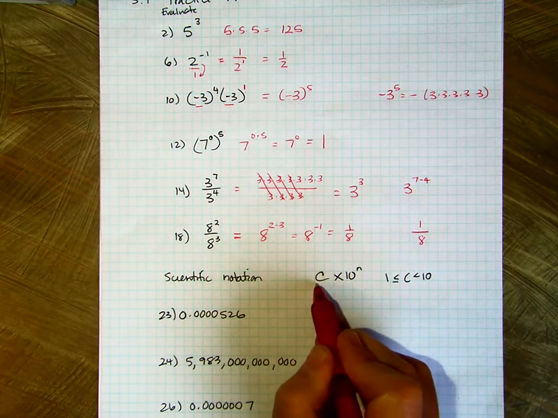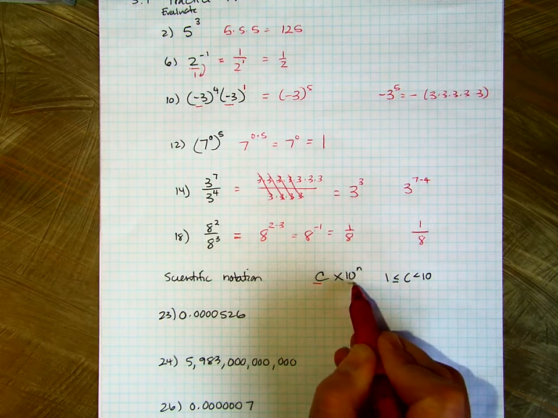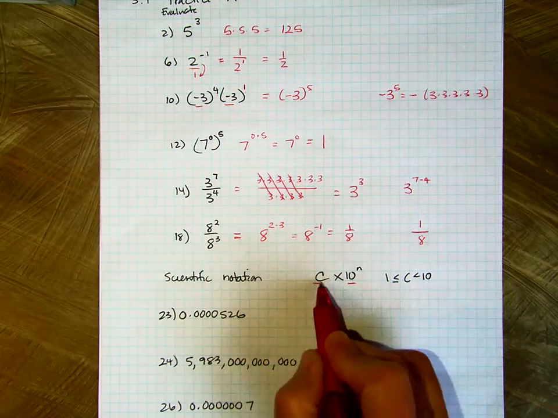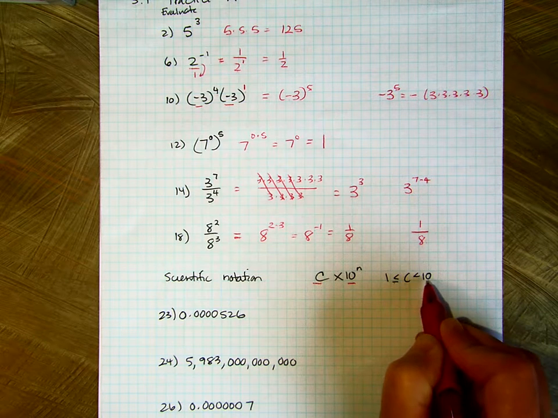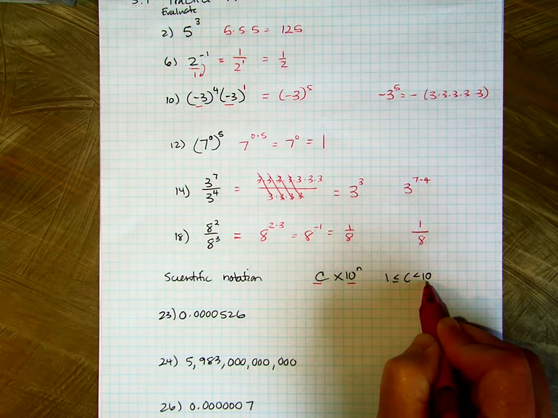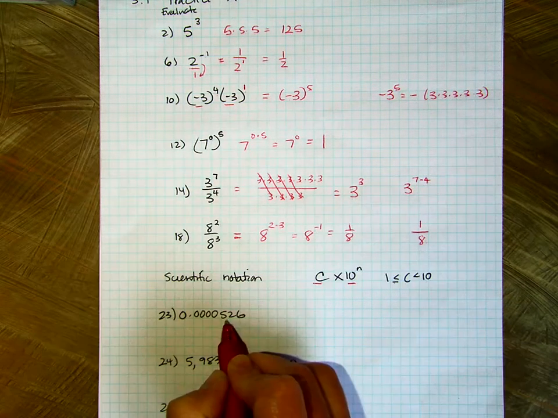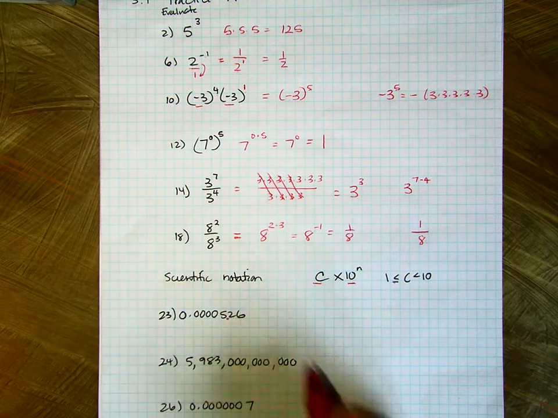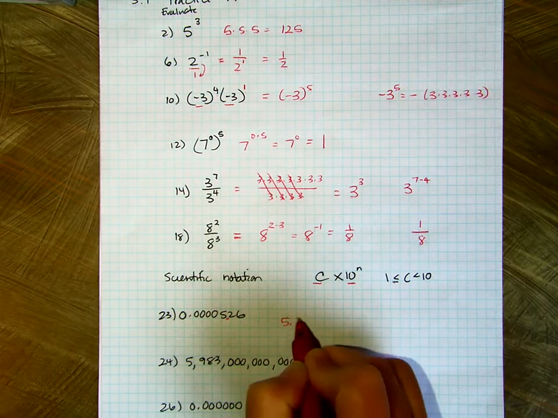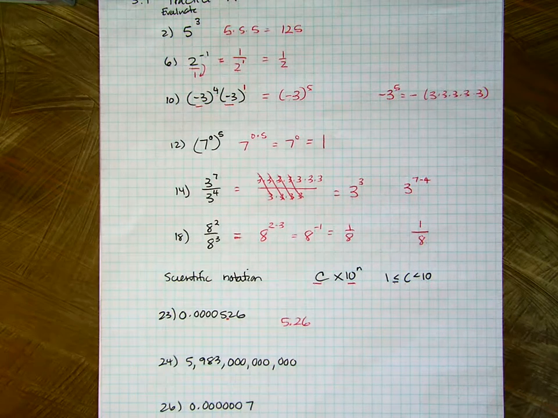Scientific notation, remember, has a particular form. This number out front has to be greater than or equal to 1, but less than 10. I can't go over 10. This decimal point's way over here, so I really want it to be right there, because 5.26 is a number greater than or equal to 1, but less than 10. It can't be 52.6. It can't be 0.526.